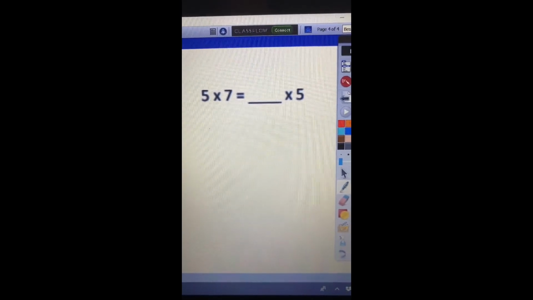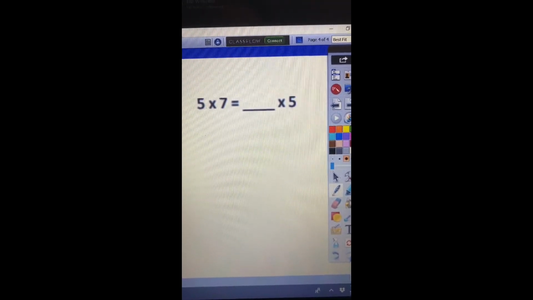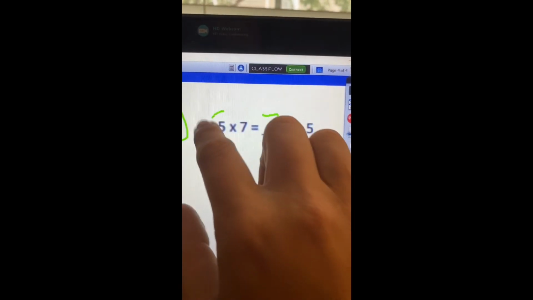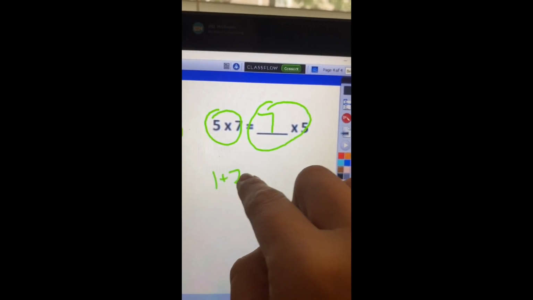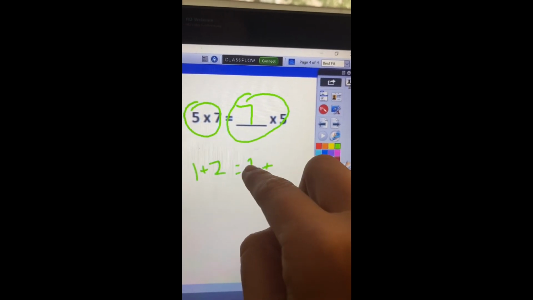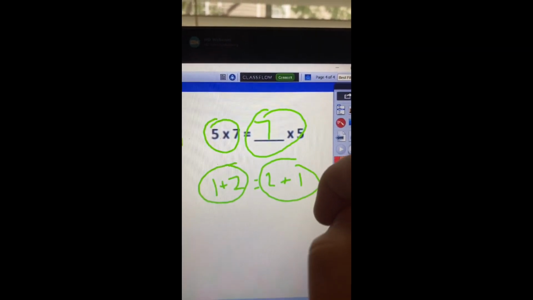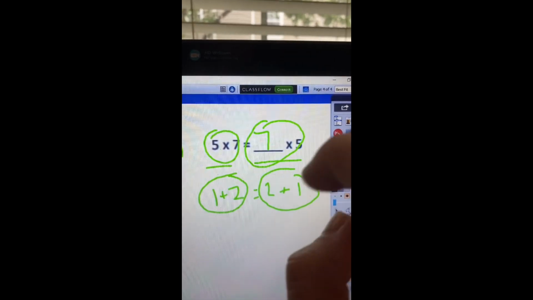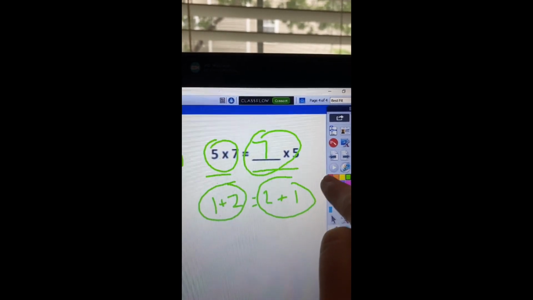And then 5 times 7 equals blank times 5. The only way that could be true is if I have 7 times 5. 5 times 7 is the same as 7 times 5. Just like if I did 1 plus 2, that's the same as 2 plus 1. It doesn't matter which way you add, you're going to get the same sum. Same with multiplying. It doesn't matter which way you multiply, your product will be the same. So if I have 5 times 7, I could also do that like 7 times 5.